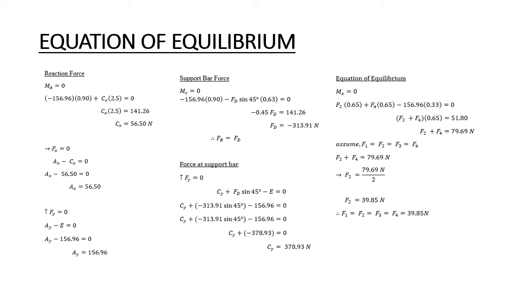To find the Ay, just take Fy equal to 0, Ay minus E equal to 0. So we have already got the E value. So Ay minus 156.96 equal to 0. So we get that Ay is equal to 156.96.